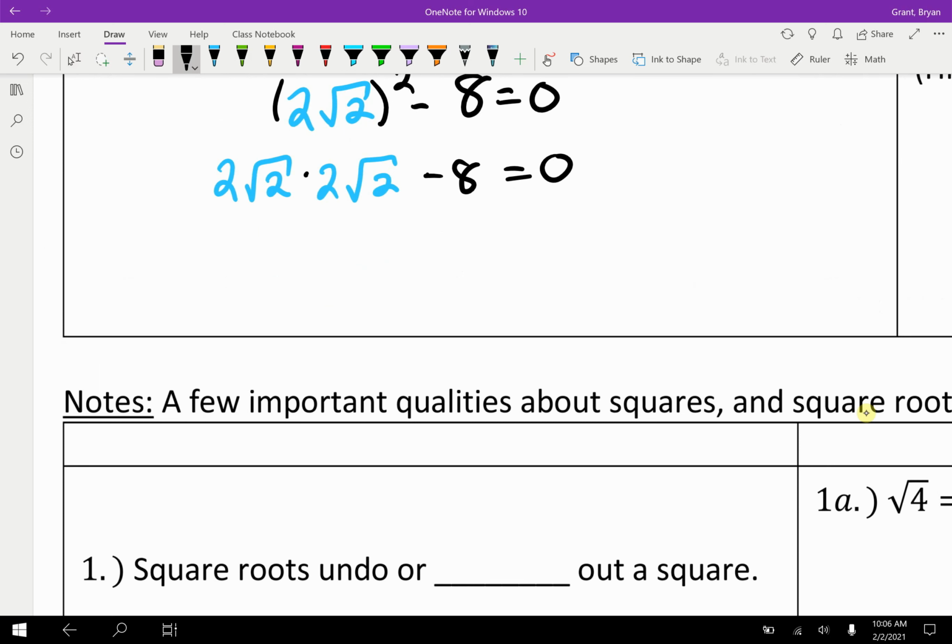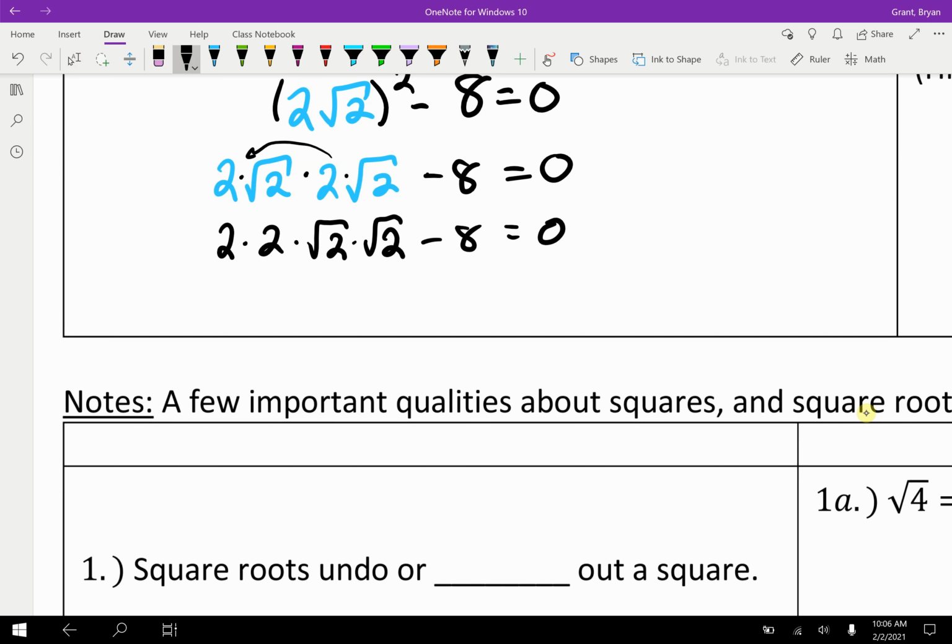The 2 is attached to the square root of 2 by multiplication, and we should remember that whenever you have many numbers multiplying, you are allowed to switch around the order. So what that means is I can write this 2 and this 2 right next to each other. And then I can write the square root of 2's right next to each other.